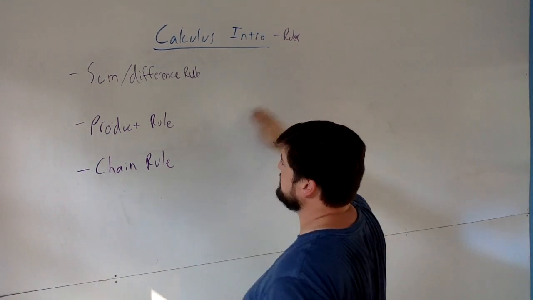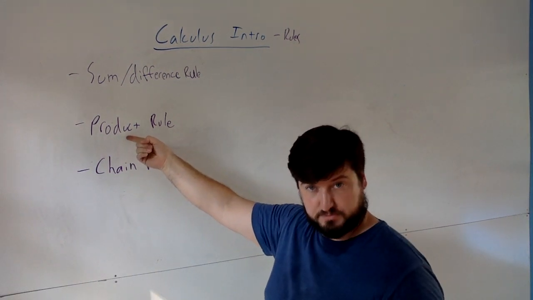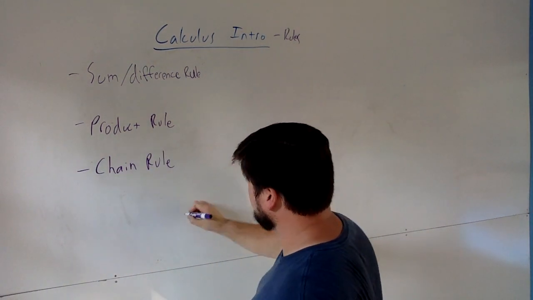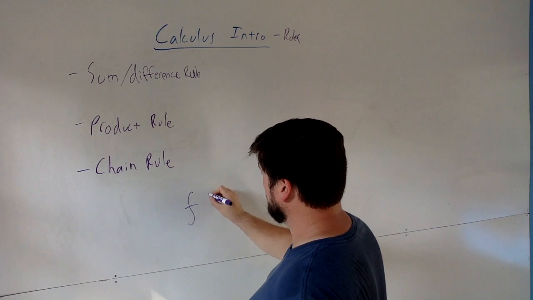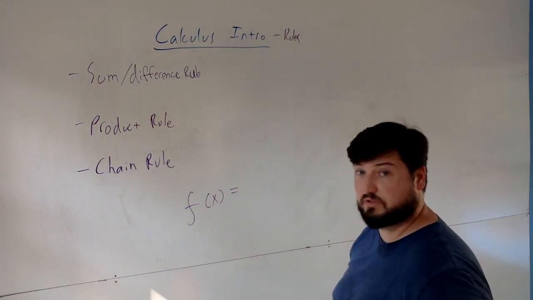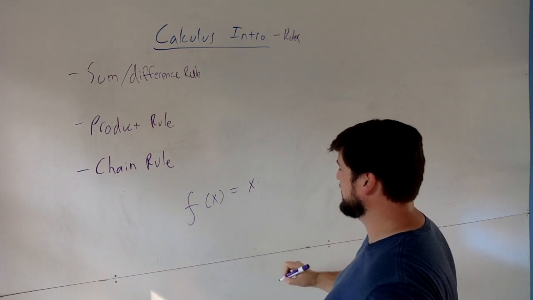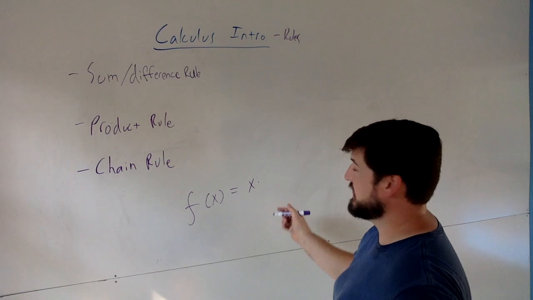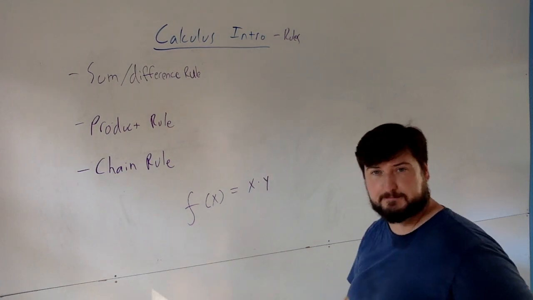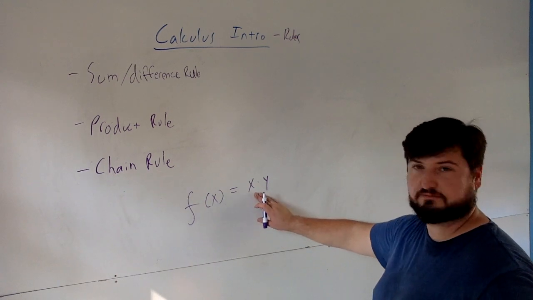For the next one, product. That means multiplication, right? Product is what you get for multiplication. So what if you had a function that was x times y? I'm trying to think of a better way of doing this, but we can find this, okay?